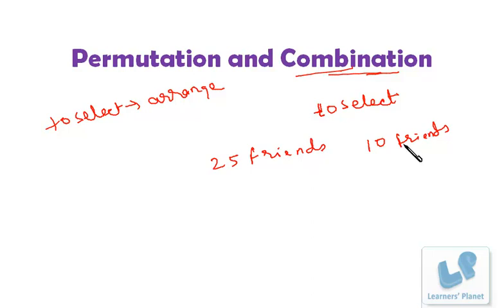I'm not asking about any specific 10 persons. I just want to choose a random 10 persons. That means I have to select 10 persons from these 25 friends. So I need to make all the combinations of 10 friends from these 25 friends. So this is strictly to select, right? Only selection.